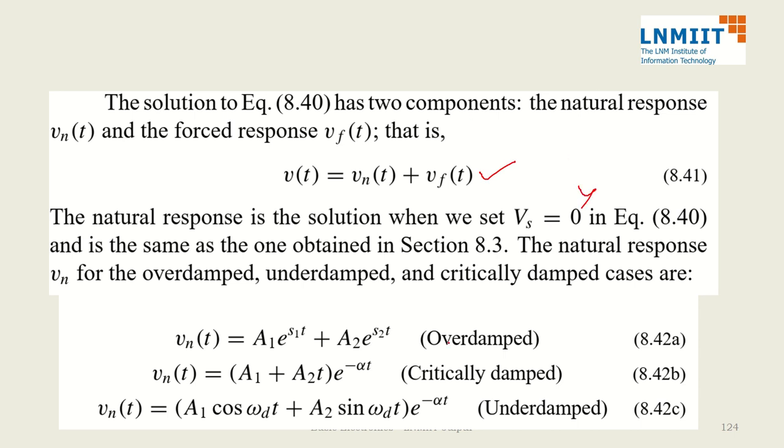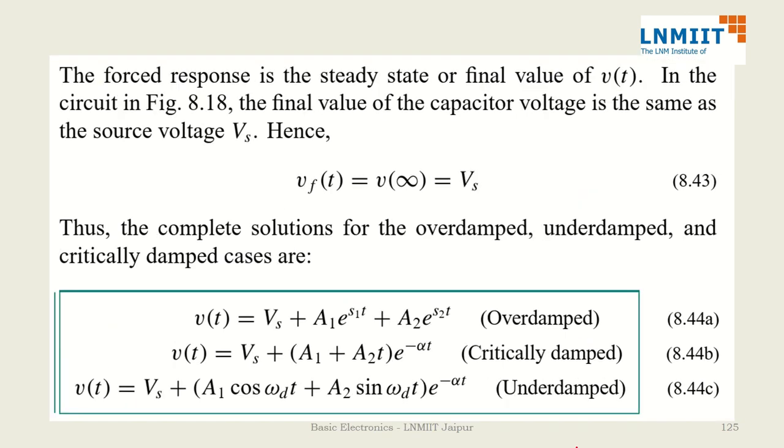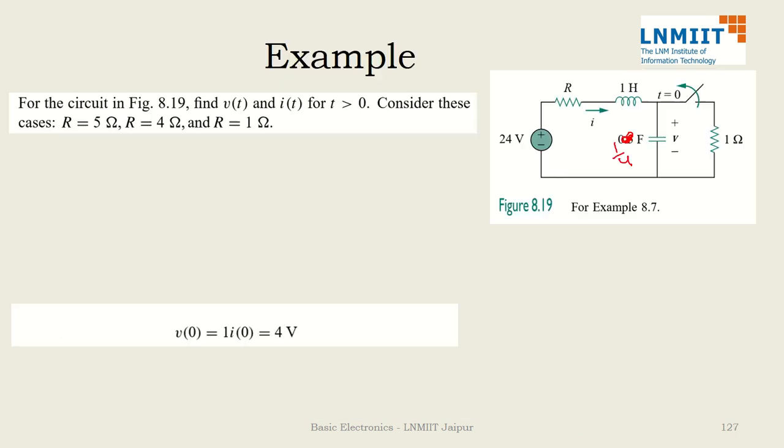So without going into derivation, we directly say this is my total response. In the previous lecture we studied that natural response will be one of these three depending on the value of alpha and omega. That means my total response will be natural response plus forced response. In all three, Vs is added, and this is as simple as this. We don't have to do anything special.